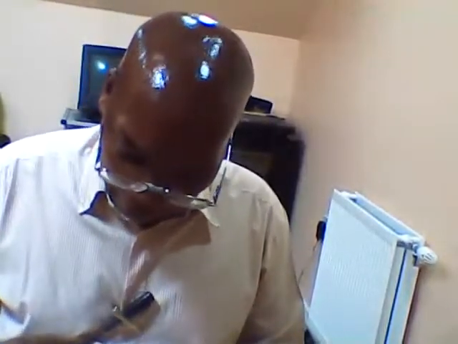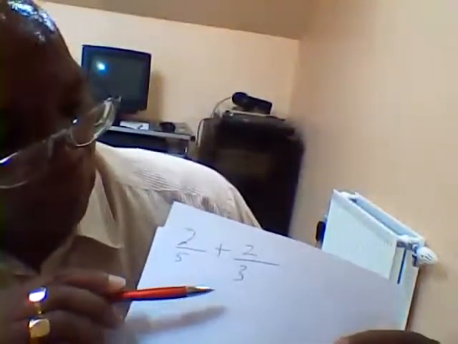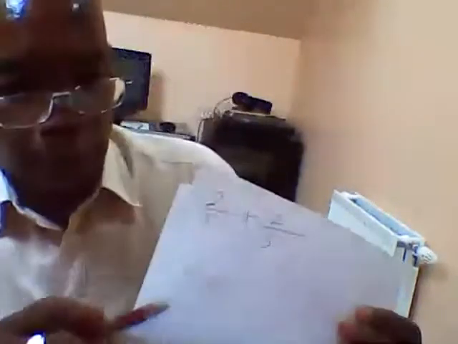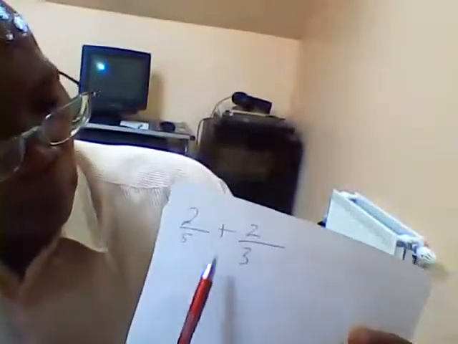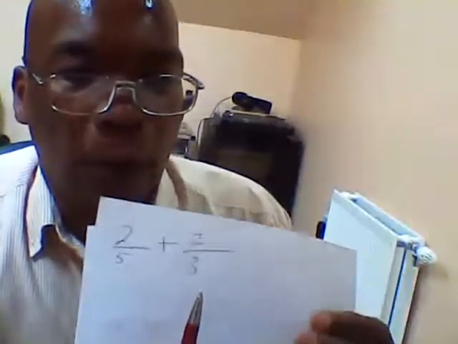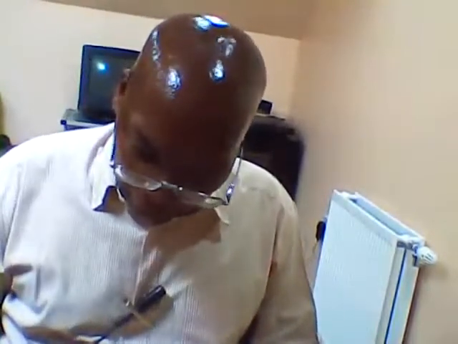And just to show you that it actually works, let me bring it down on some piece of paper. So if I take 2/5 plus 2/3, what would that equal? Let's take that as a sample. So our common denominator, if we multiply 3 times 5 equals what? 15. So the common denominator becomes 15.